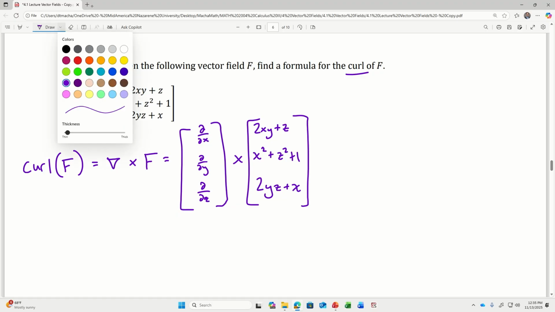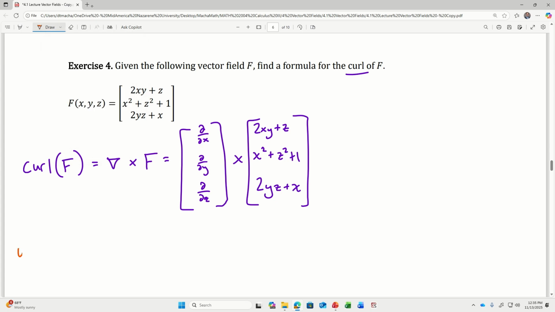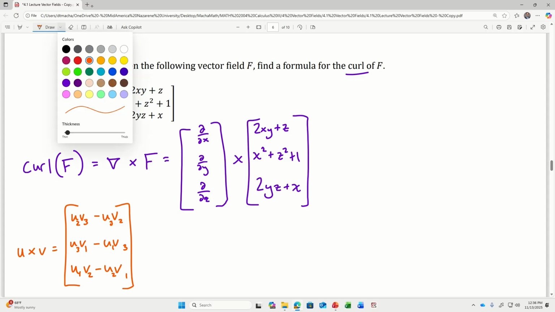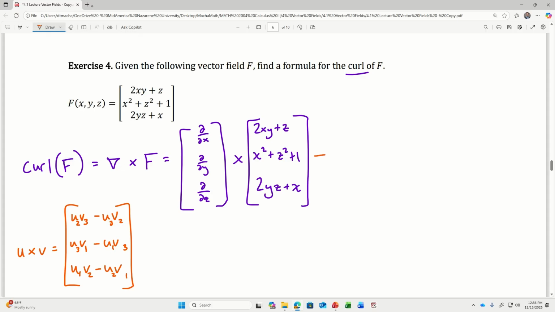I can never remember the cross product formula, so I have to go and write that down too. All right, u2v3 minus u3v2, u3v1 minus u1v3, u1v2 minus u2v1. Okay, so finally going to write down what this cross product looks like.